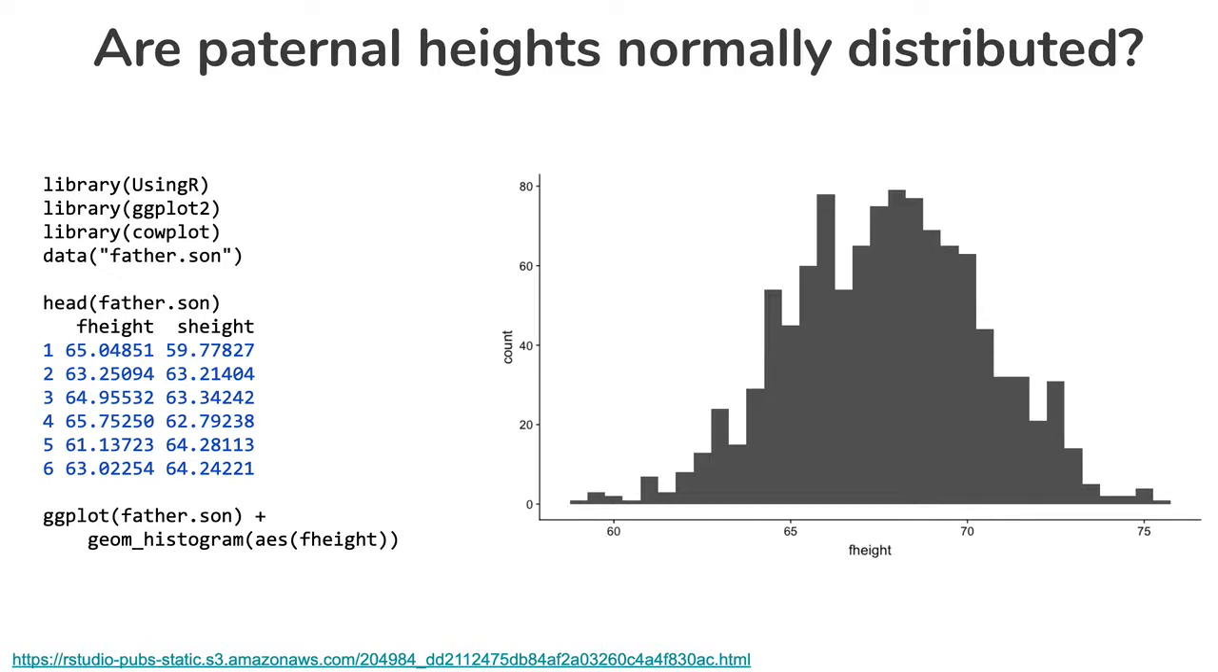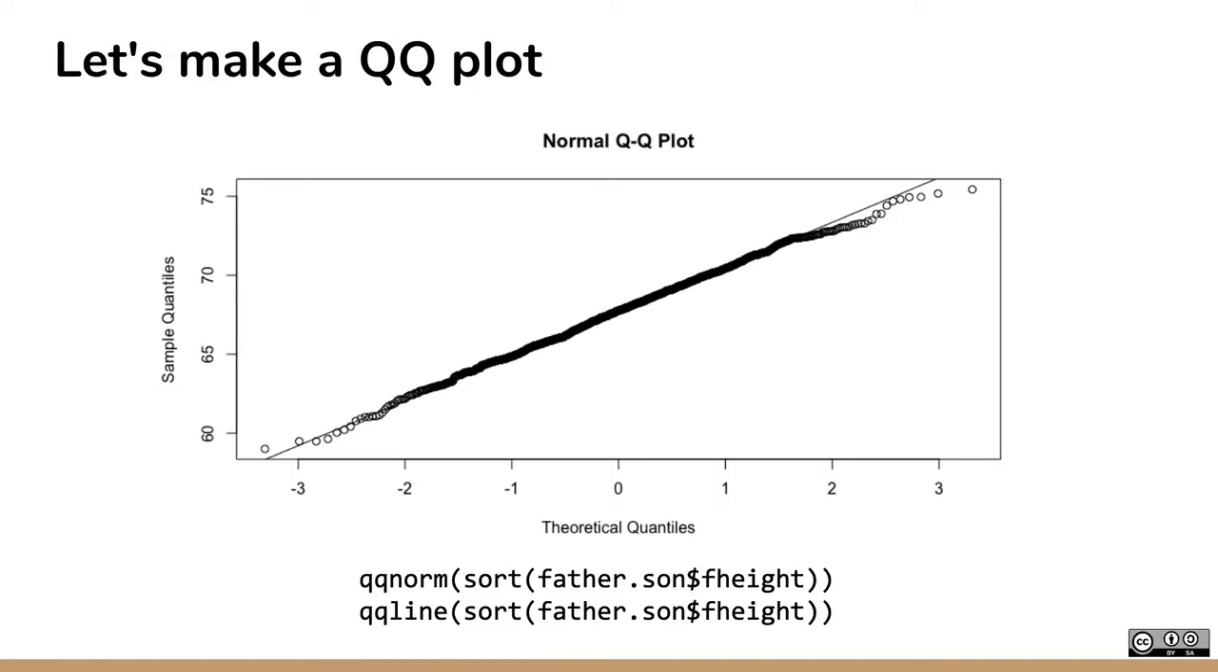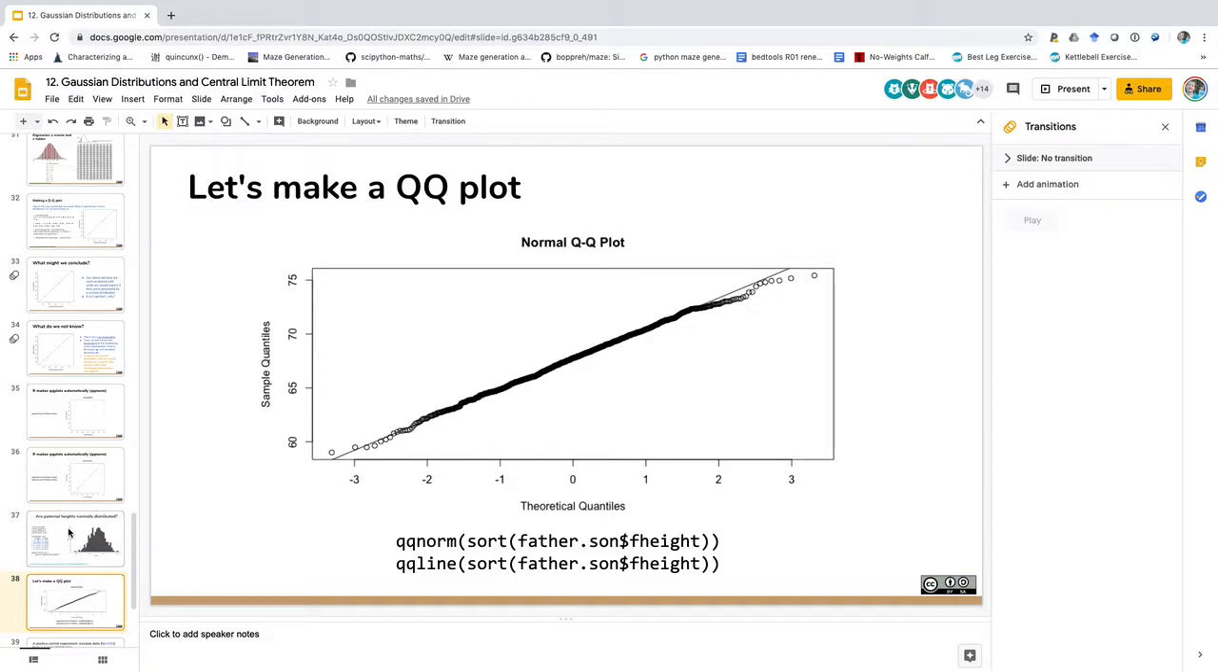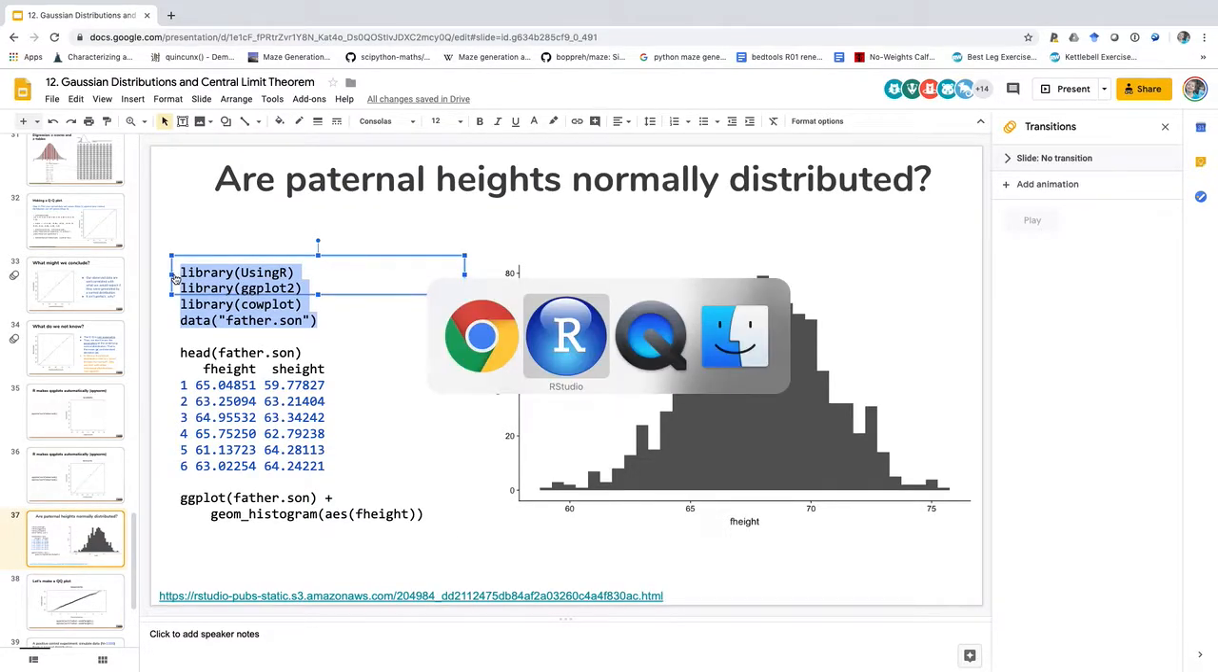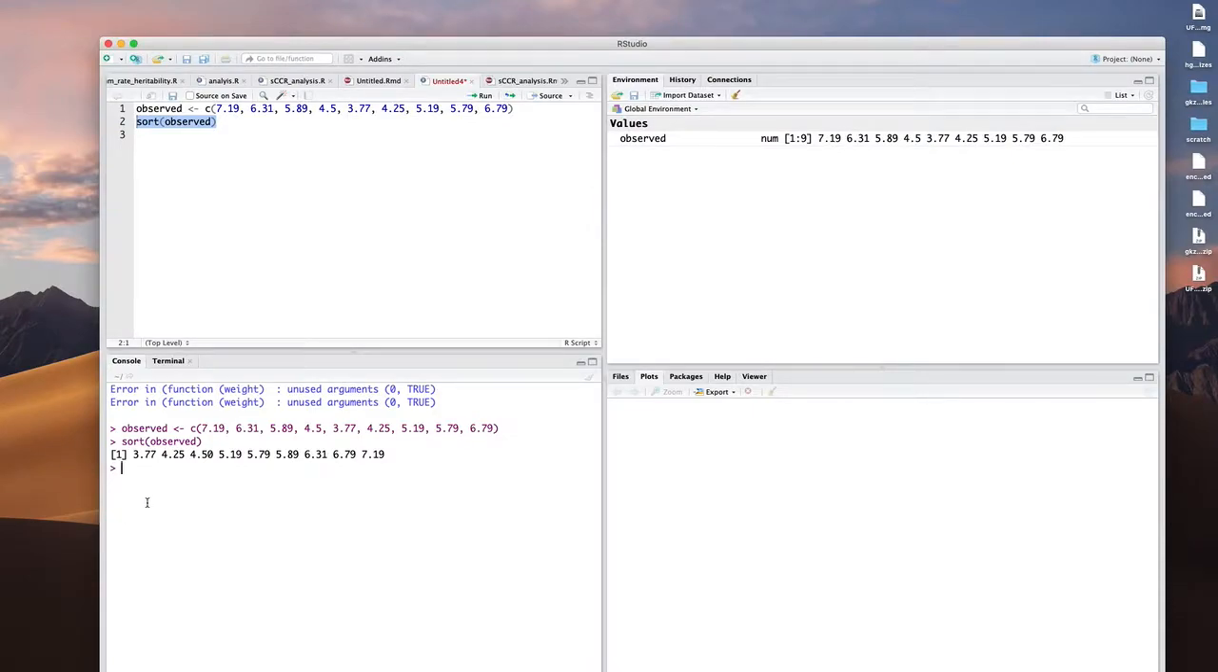Okay. So getting back to our question of whether or not paternal heights are normally distributed, here's the data again. I actually just made a QQ plot. So in this case, let's take some time and actually figure out how many observations there were. You may not have that library installed already, so you'd have to do the install.packages thing if you don't. I think we're all familiar with that by now.